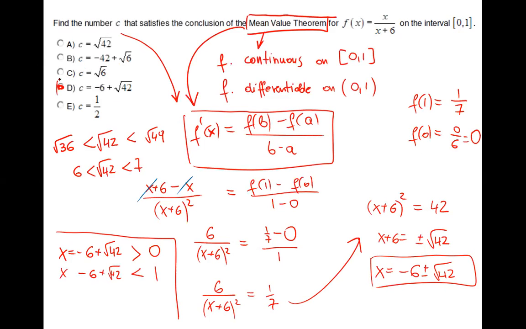Both negatives I can't accept because this will be a negative number. Okay, that means only with the plus root of 42, not the minus. I'm only accepting this. Okay, but again, mean value theorem here, and lots of calculation on the side. Let's see my next question.